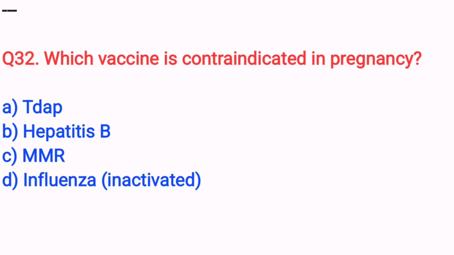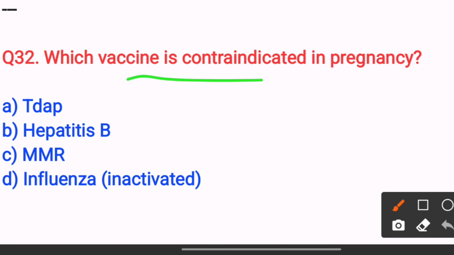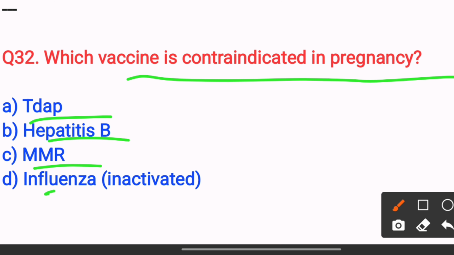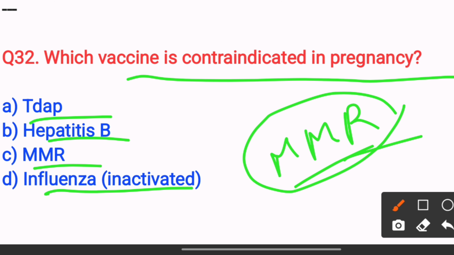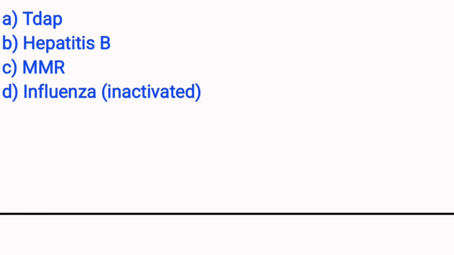Next, which vaccine is contraindicated in pregnancy? Option A Tdap. Option B hepatitis B. Option C MMR. Option D influenza. We already discussed before that all live vaccines are contraindicated in pregnancy. So MMR is the live vaccine, so MMR is contraindicated in pregnancy.